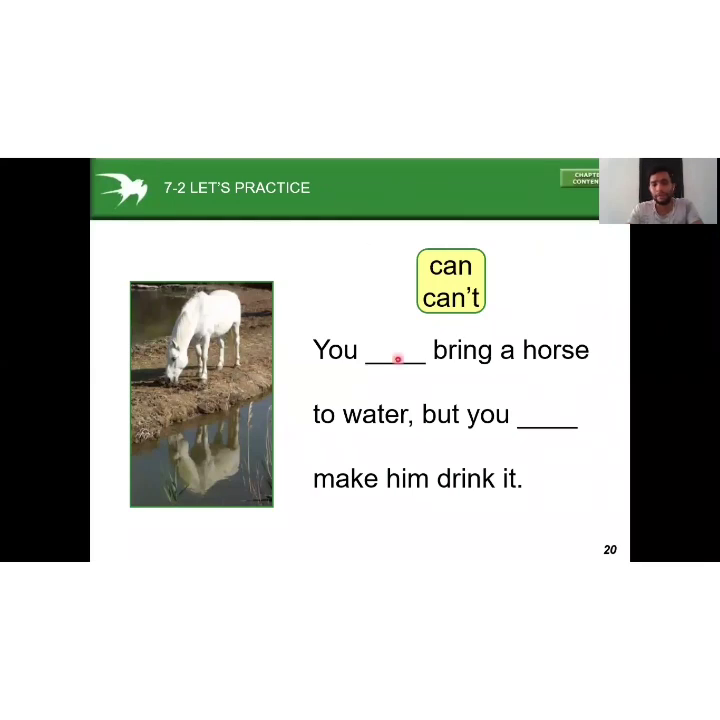So this is it. We were right over here. This is where we left off. So what do you think about this one? Can or can't? You bring a horse to water, but you make him drink it. What do you think?